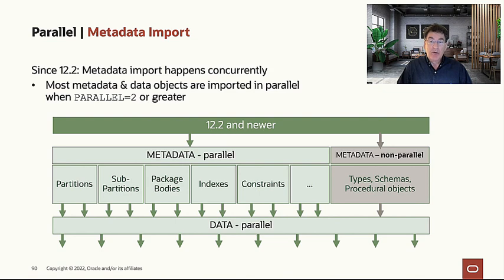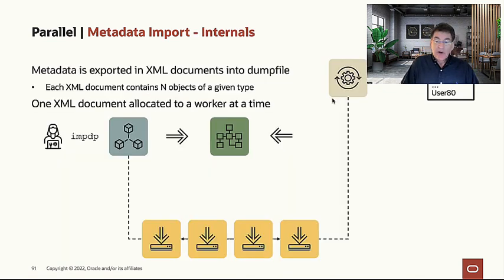Now, a bit about the internals. Metadata is exported in XML documents in the dump files. Each XML document contains a certain number of objects of a given type. One XML document is allocated to a worker at a time.